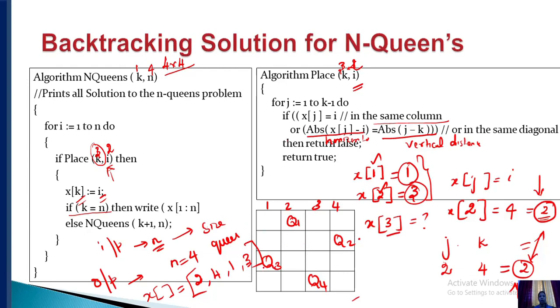Hope you got it. And since we are repeating for 1 up to n, it will give you all possible solutions to place these 4 queens in this 4x4 chessboard.